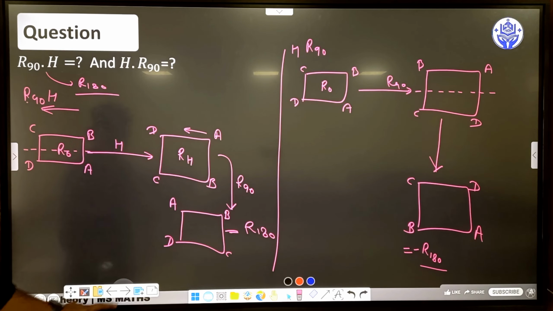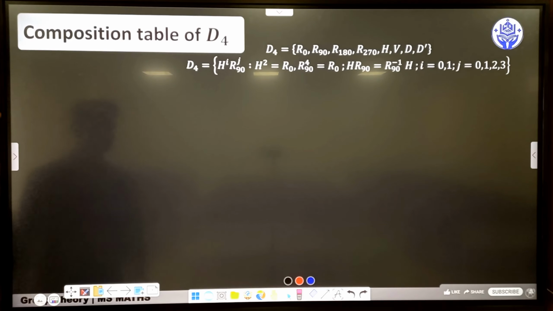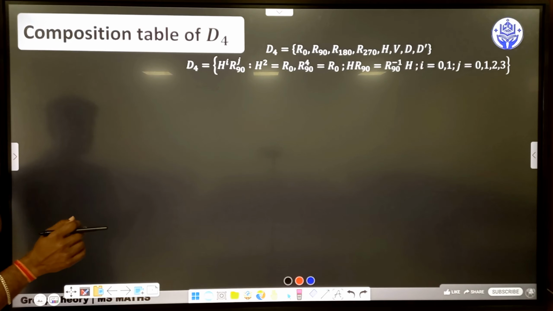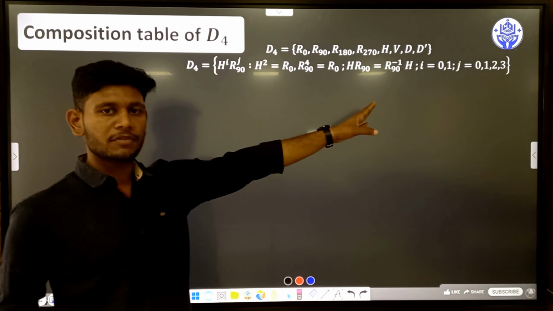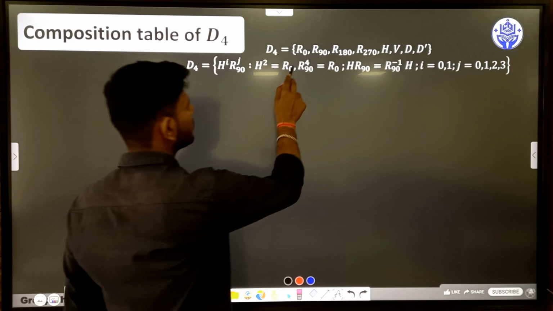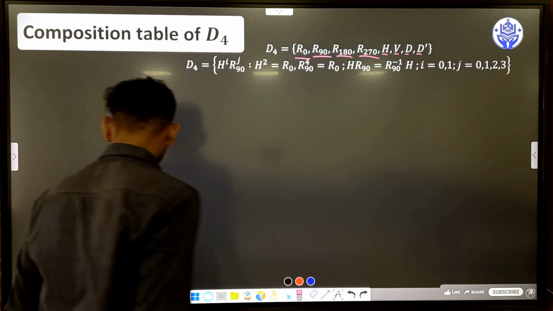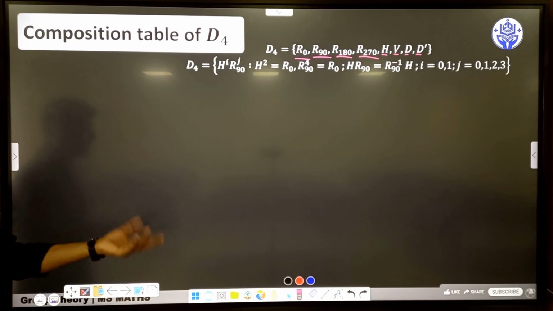Next, we have the composition table. Now how can you draw the composition table? I will show you the concept of the composition table. These are the elements of D4: R0, R90, R180, R270, H, V, D and D dash. Horizontal, vertical, diagonal and anti-diagonal.